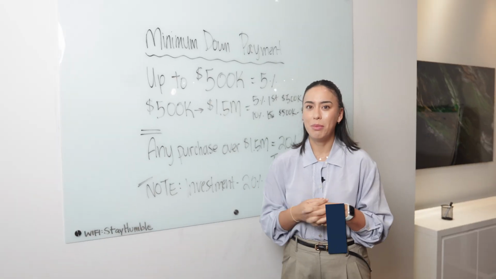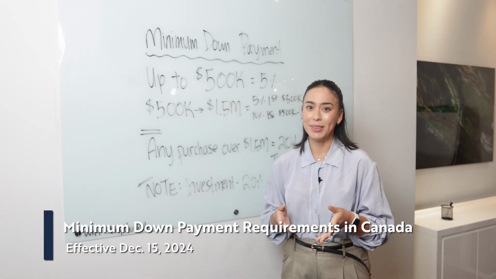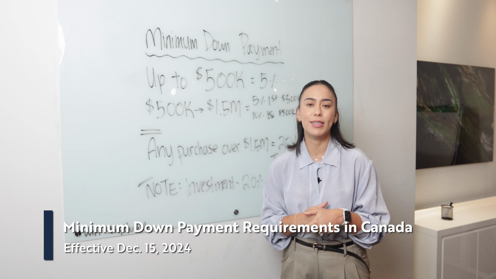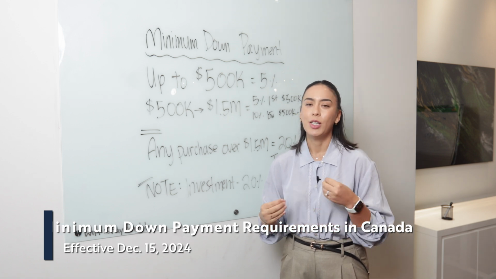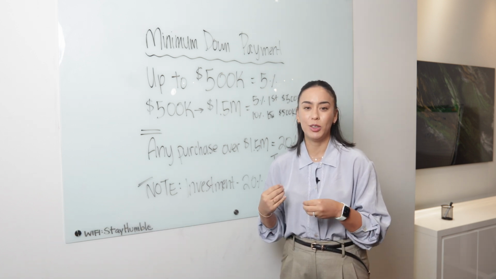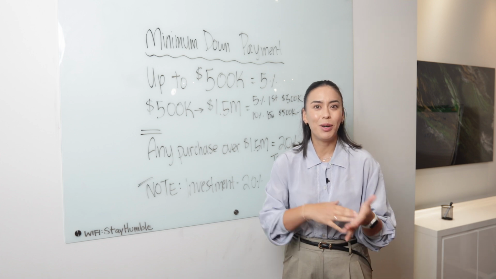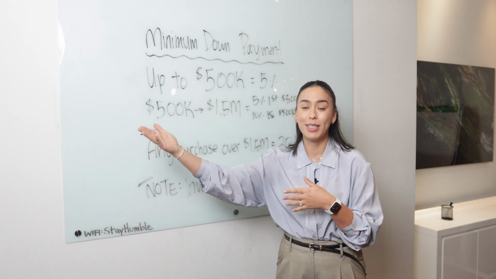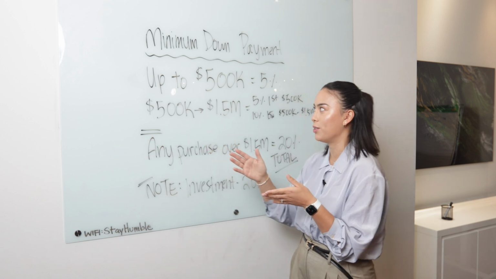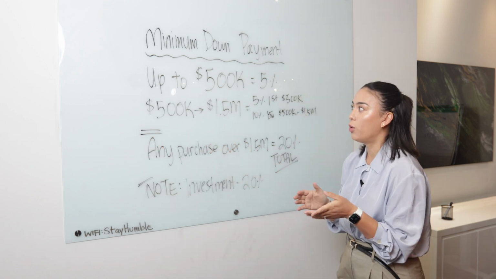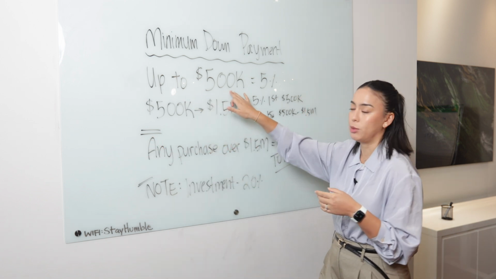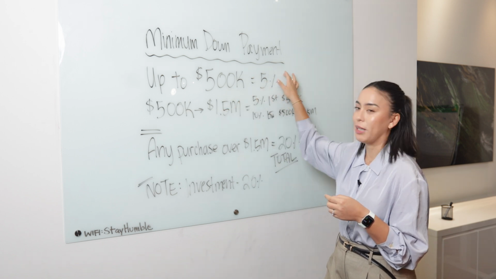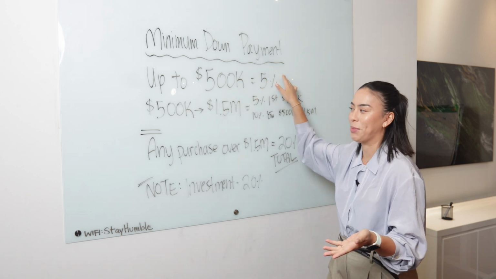So starting off with the minimum down payment rules, I think it's first important to understand that the minimum amount that you are required to put down is going to depend on your purchase price. So it's a different calculation if you are purchasing at the $500,000 mark versus say the $750,000 mark versus the plus $1.5 million mark. So I'll break those down for you. If you are purchasing up to a purchase price of $500,000, your minimum down payment is going to be 5%. So that's pretty simple.